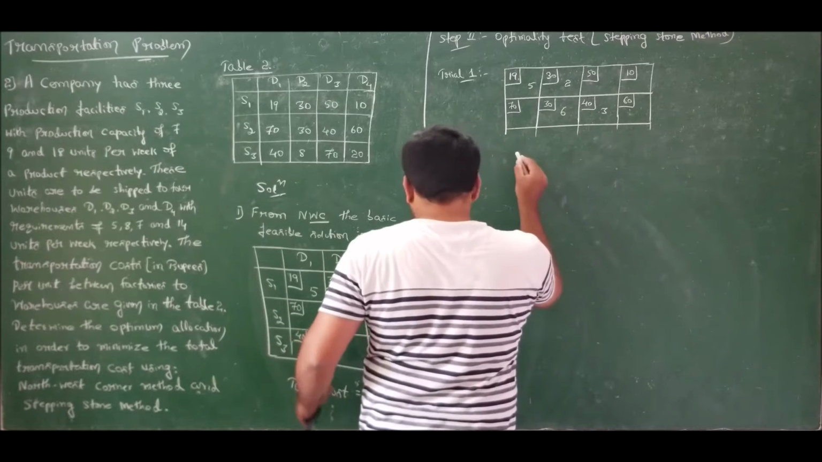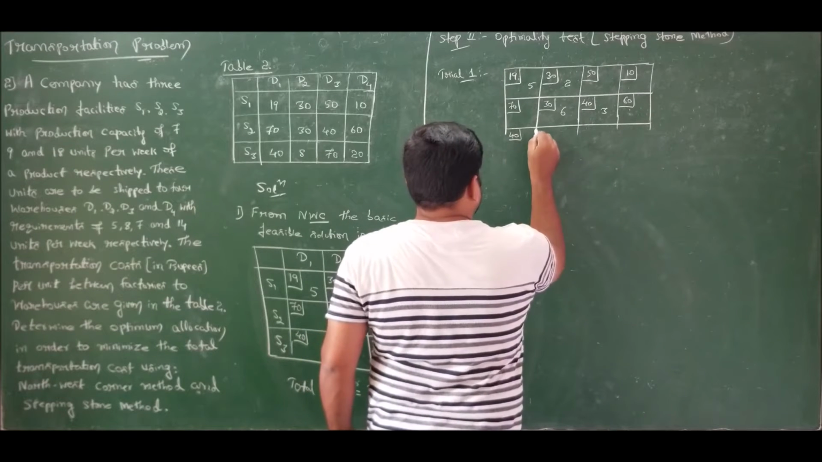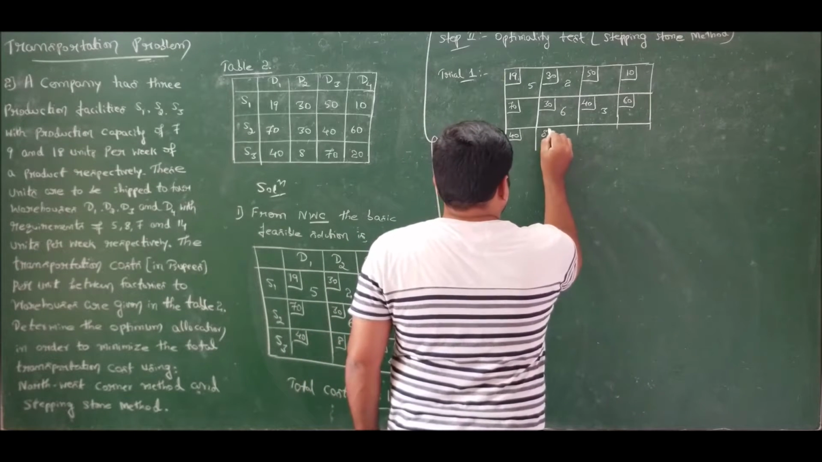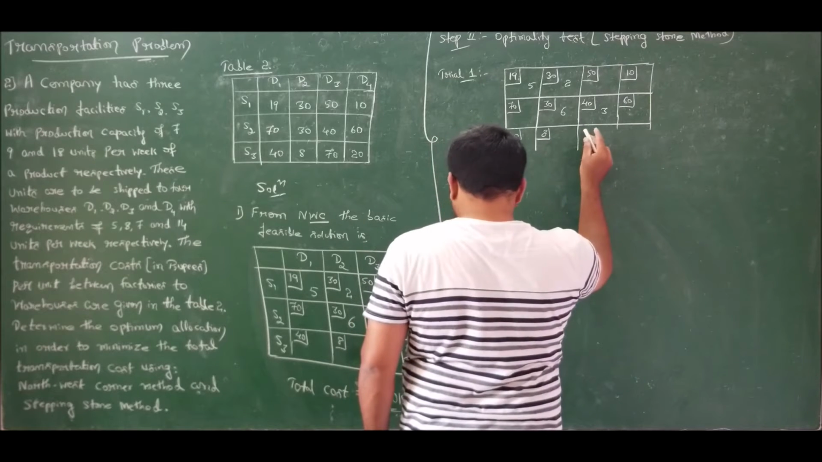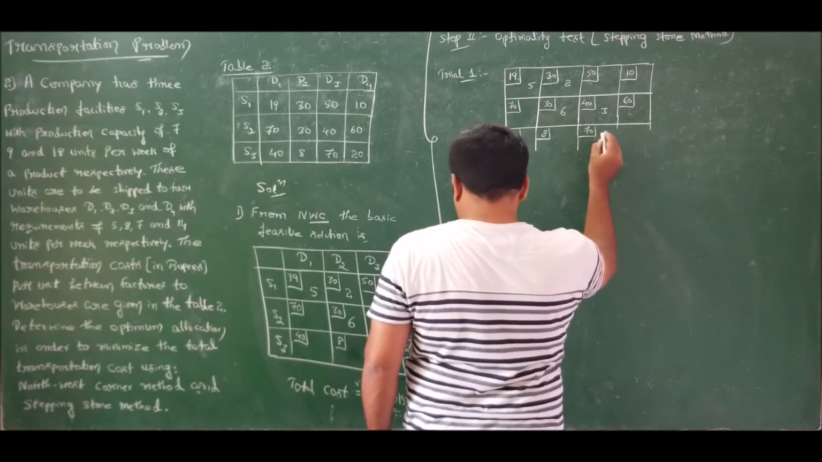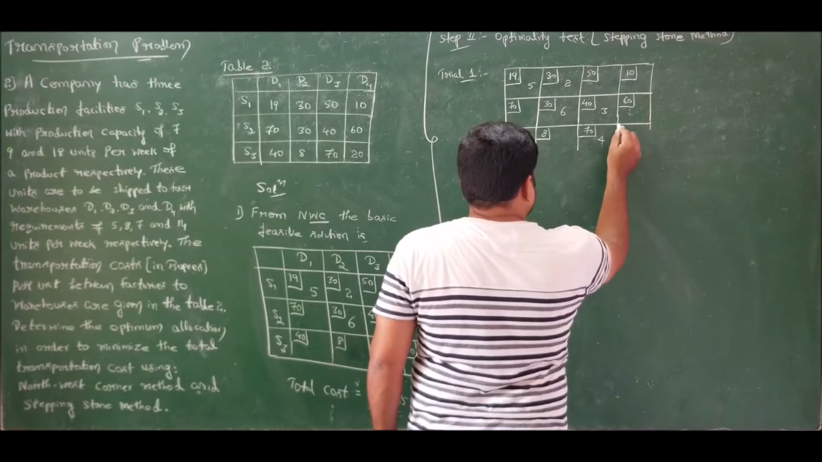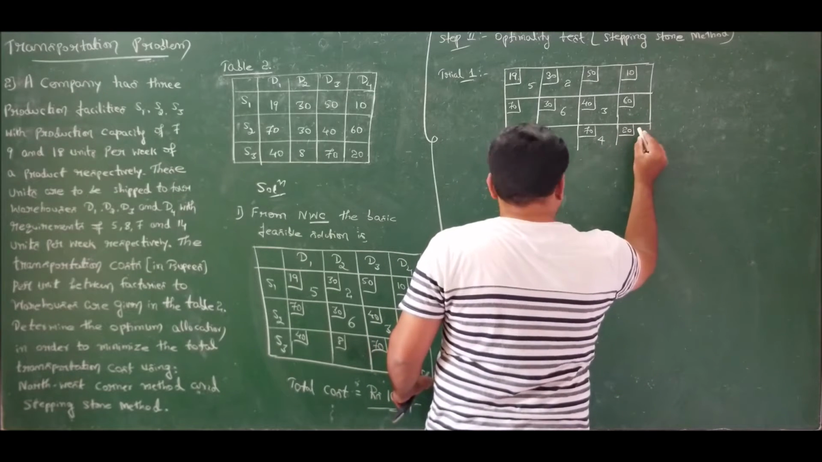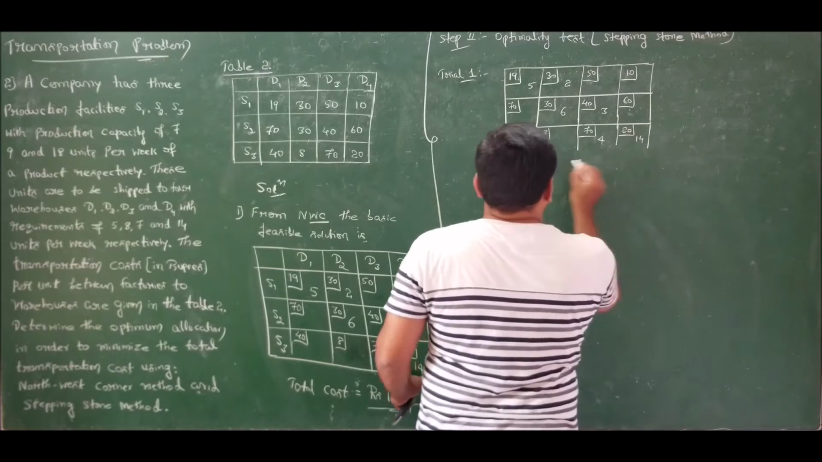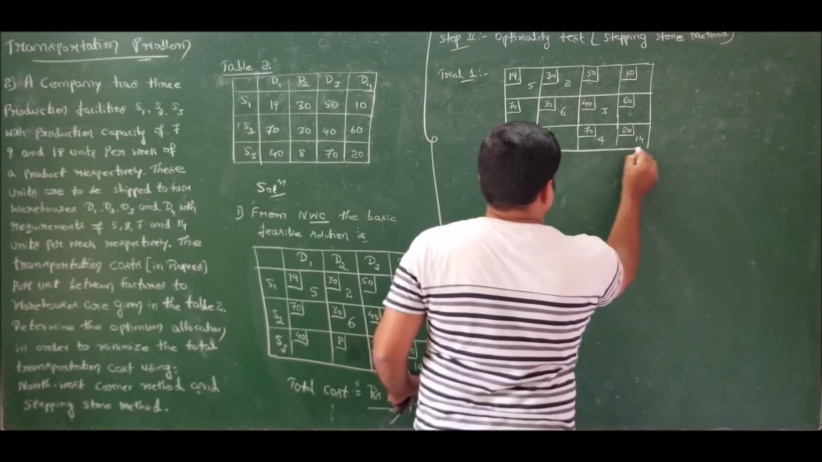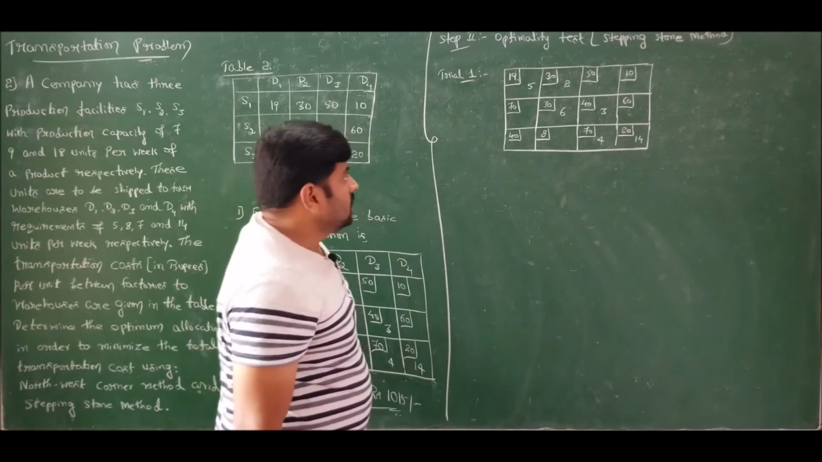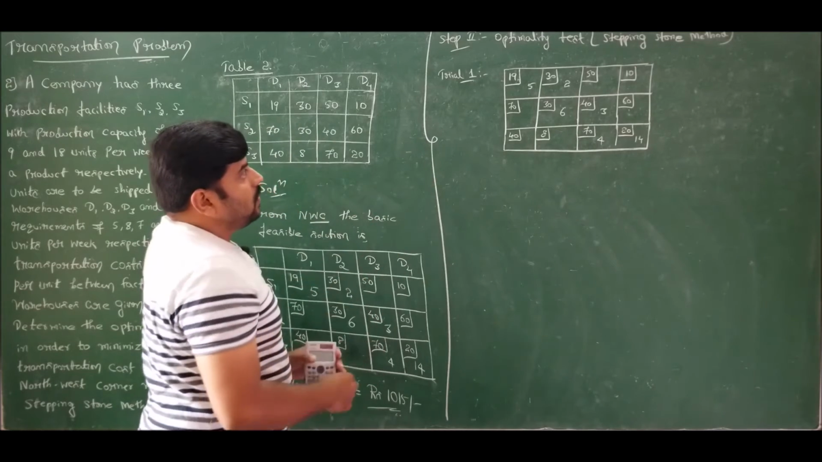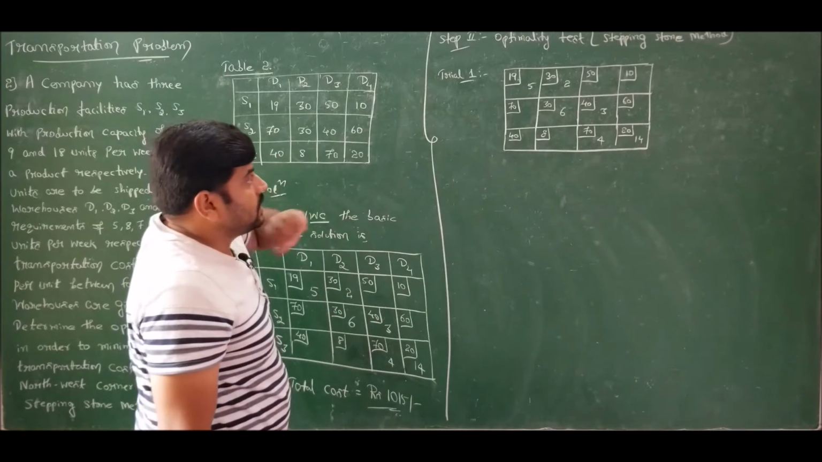Next we have 40 as the cost, no allocation. 8, no allocation. Unit cost is 70, allocation is 4 units. And then we have 20, allocation is 14 units, right? So I have rewritten only the cost matrix with allocations.